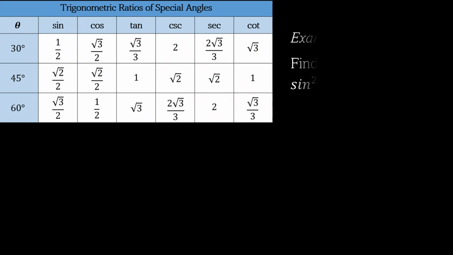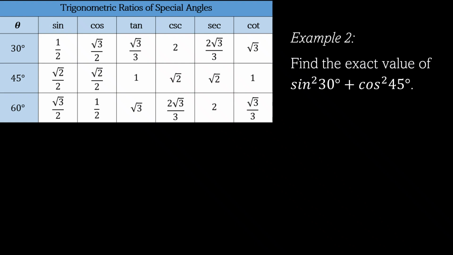Next, find the exact value of sine squared 30 degrees plus cosine squared 45 degrees. So sine 30 degrees, tingnan natin dito sa table. Sine 30 degrees is 1/2. Kaya lang, squared pa natin siya kasi sine squared 30 degrees. Plus cosine 45. Cosine 45 is square root of 2 over 2. Square din natin siya kasi cosine squared eh.